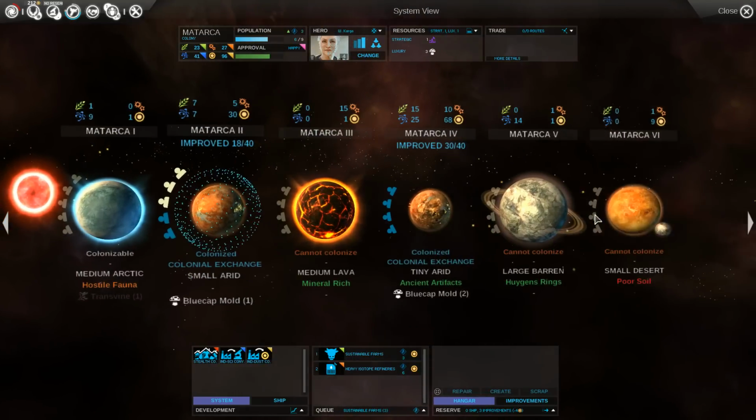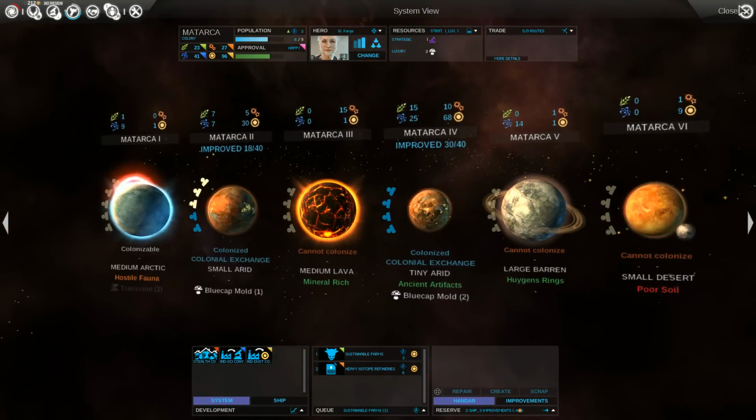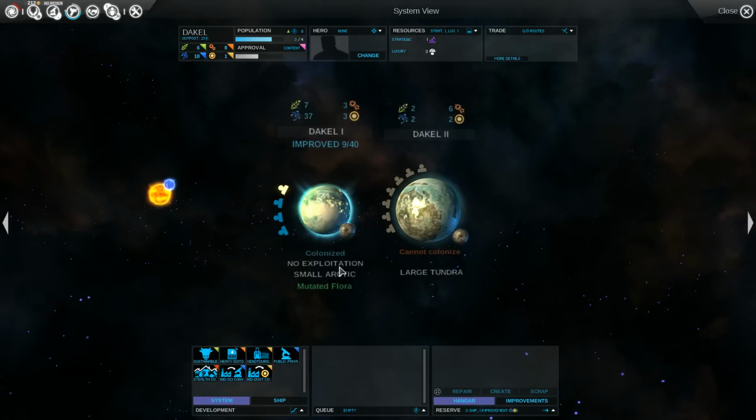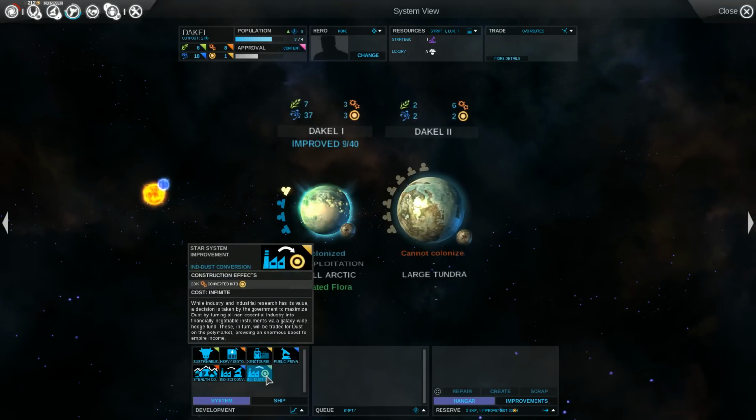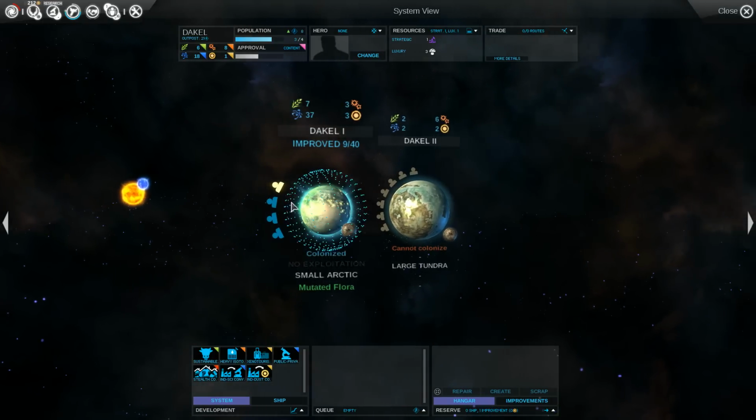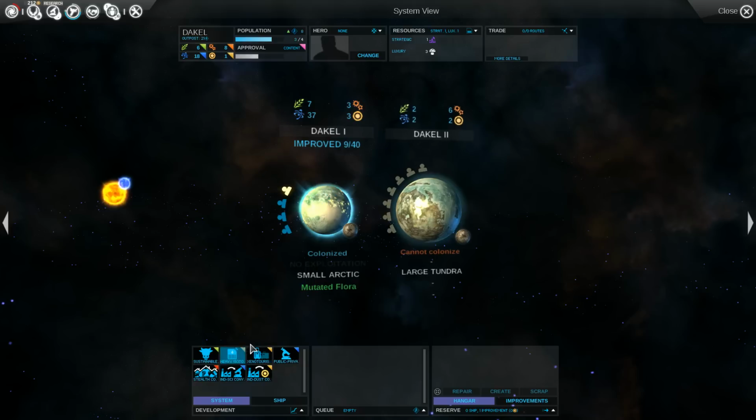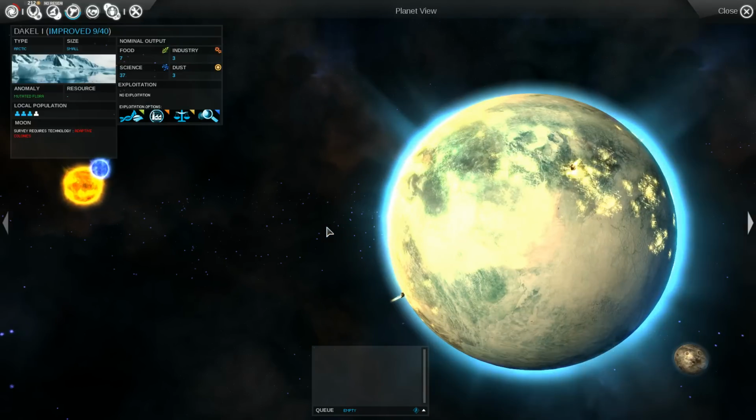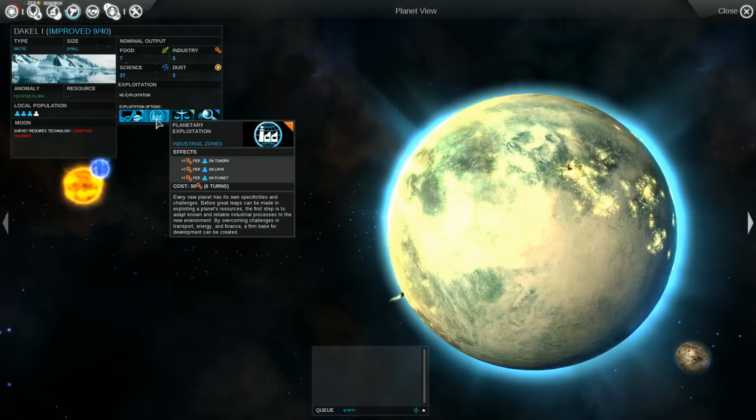I'll just keep that the same, I guess. Yeah. Then in Dekel, I'm really behind here. Okay, so we're already almost at max population. So food isn't... I don't even have an exploitation here. Oh my god. Oh my goodness.